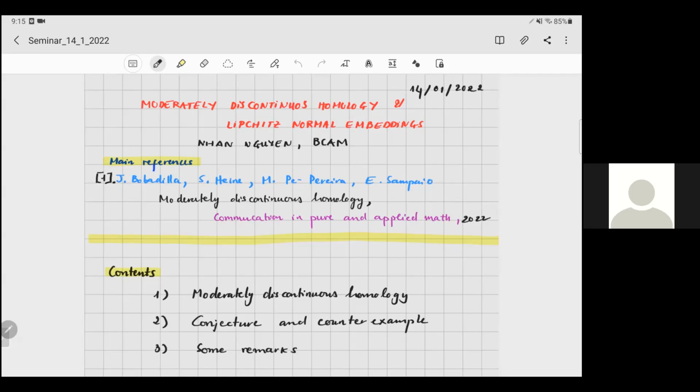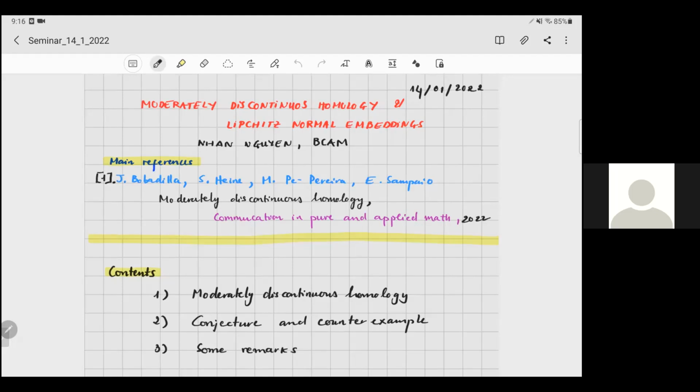So, today I'm going to present a small counterexample for a conjecture in the paper on moderately discontinuous homology. The paper I just draw on the screen, because my talk is quite short, so I decided to take notes instead of presenting slides.